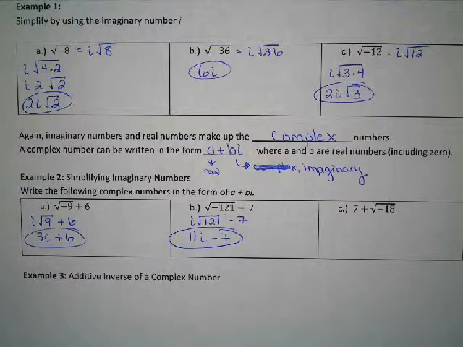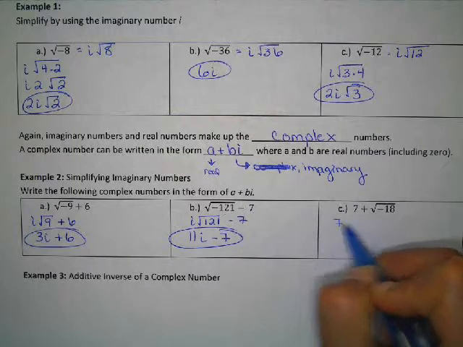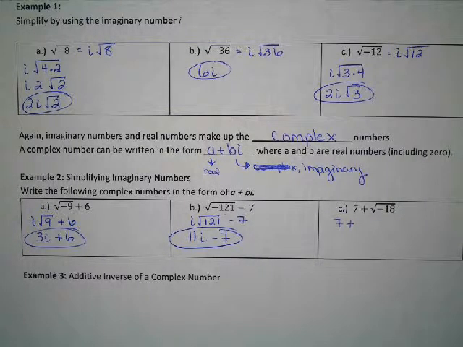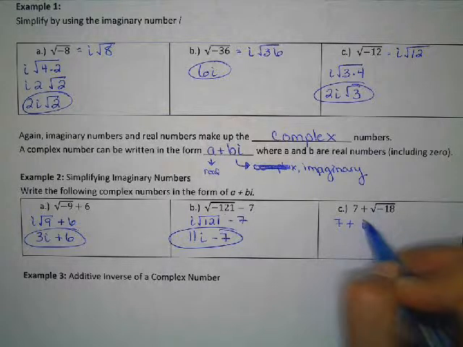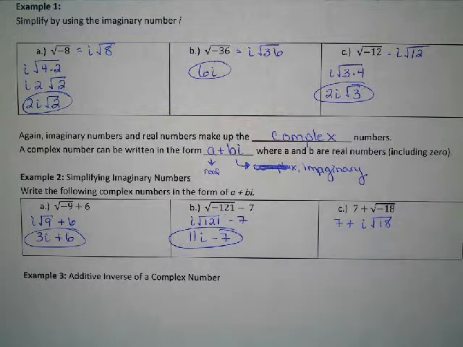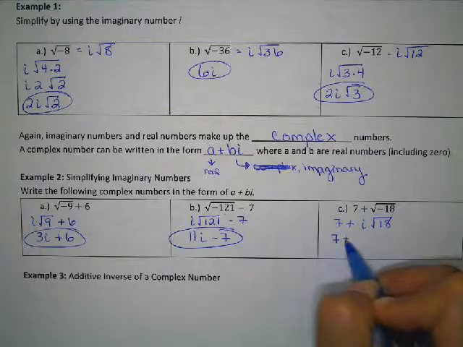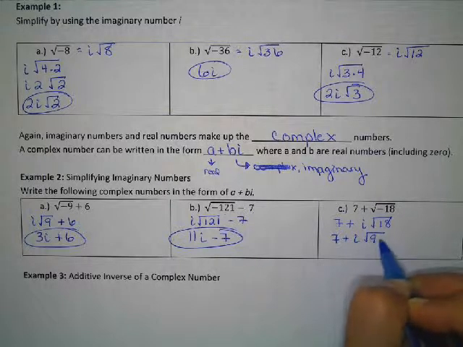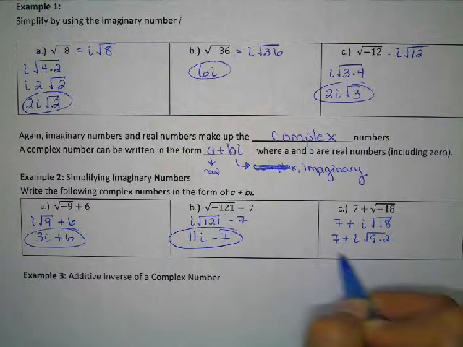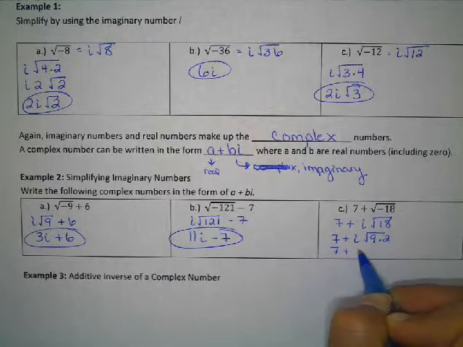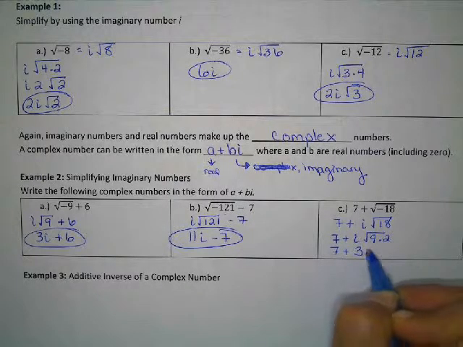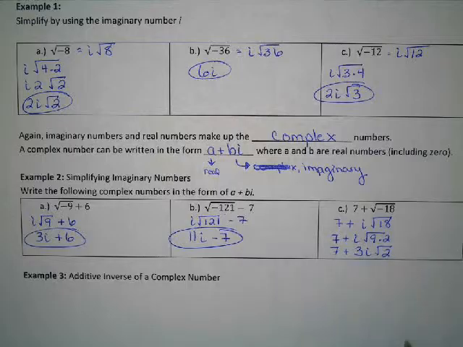C says 7 plus the negative square root of 18. So again, 7 is your real part. That negative square root is the imaginary, so we'll pull out an i. And we have the square root of 18. Simplify the square root of 18, breaks into 9 and 2. 9, of course, being the perfect square. That's 3i with the radical 2 left on the inside. So your answer for that one is 7 plus 3i radical 2.